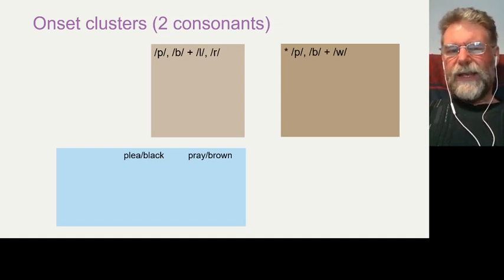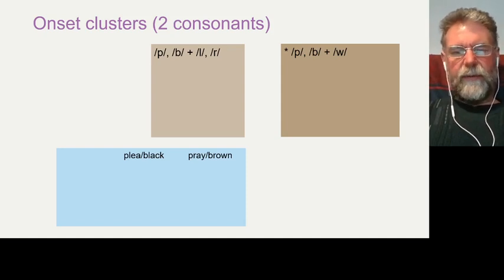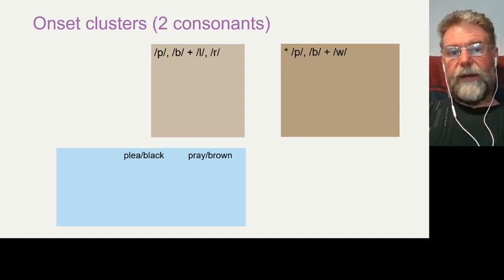We won't consider here the y approximant, because we've seen that when that enters into consonant clusters in the onset, it's very restricted and can only appear with certain vowels, and that probably indicates that something else is going on there. So we'll just ignore that as a possibility. But with p and b, you can get l and r, but not w following it. So basically we've got a plosive, either a voiced or a voiceless plosive, followed by an approximant.